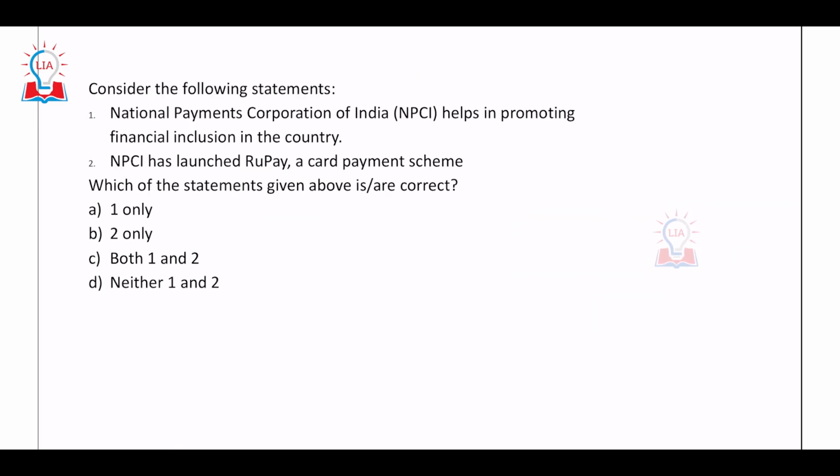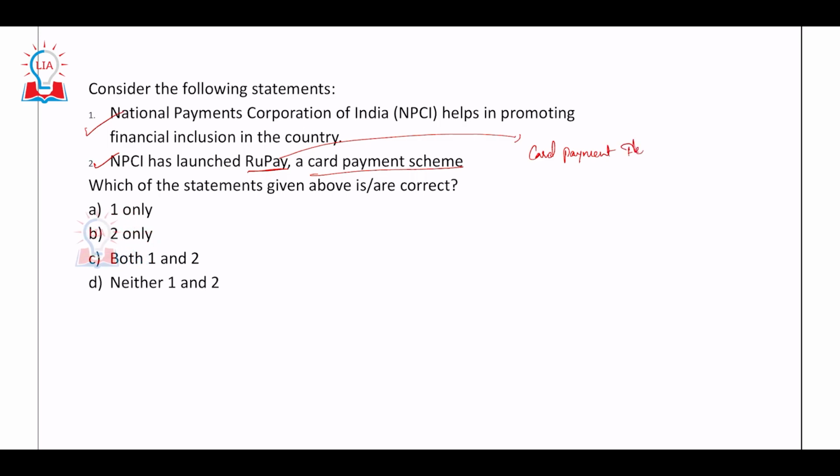Next, NPCI helps in promoting financial inclusion in the country. One of the main aims or objectives of NPCI is financial inclusion itself. The second one, NPCI has launched RuPay, a card payment system or a card payment scheme. Is this true? Yes, absolutely true. So RuPay is a card payment network.